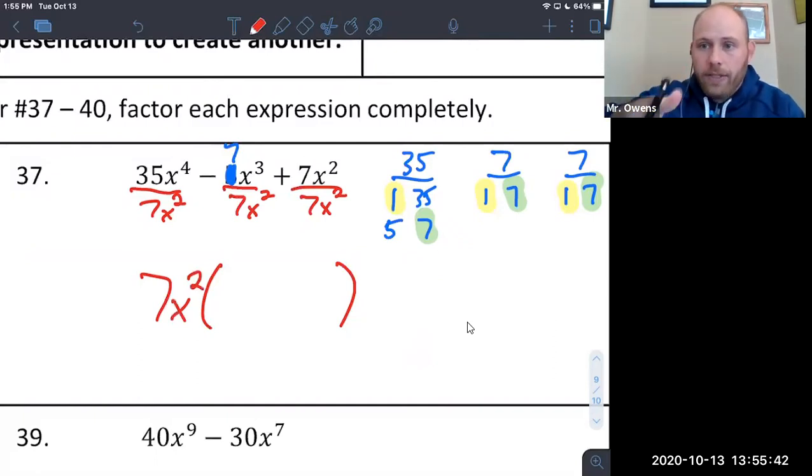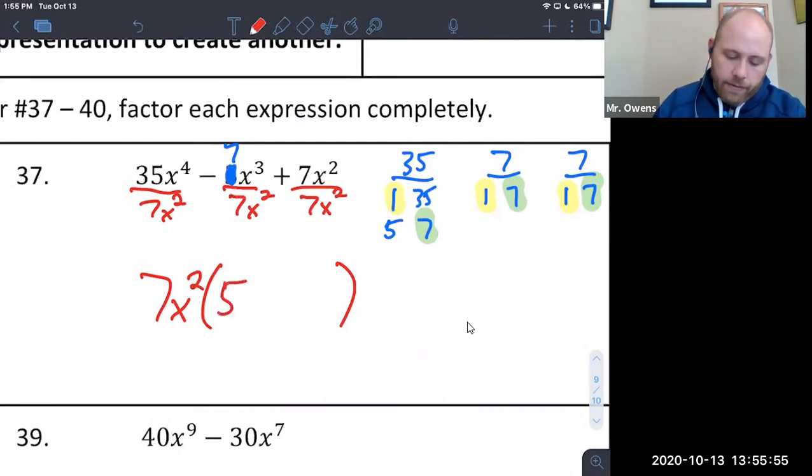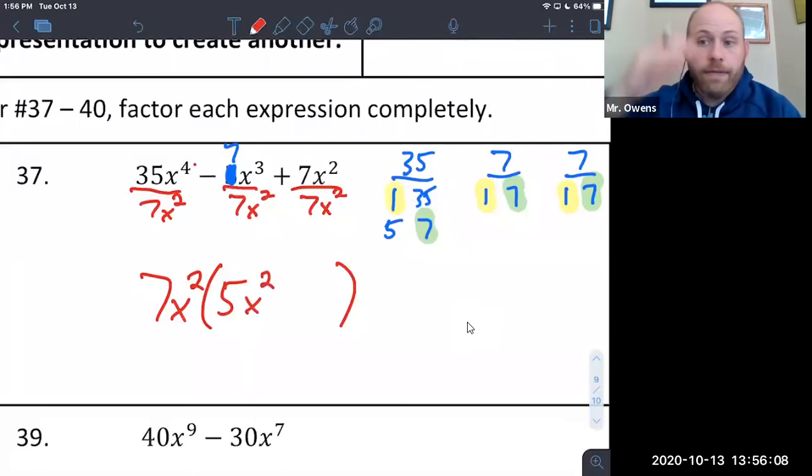Now I'm dividing each term. When I divide, what's left, my answer, goes inside the parentheses. So I do the numbers. 35 divided by 7 is 5. X to the 4th divided by x squared. When you divide variables with exponents, you subtract the exponent. So 4 minus 2 is 2. I had 4, essentially dividing 2 out. I'm taking 2 away, I have 2 left.